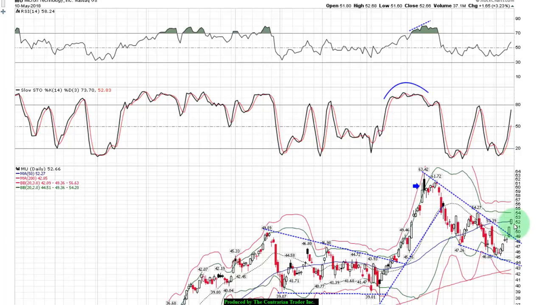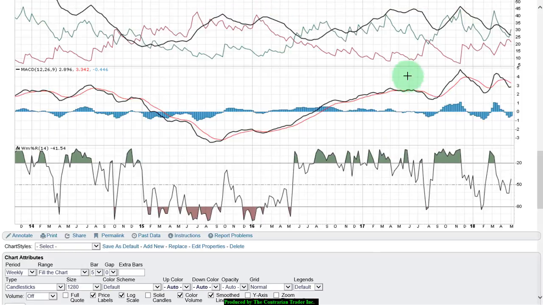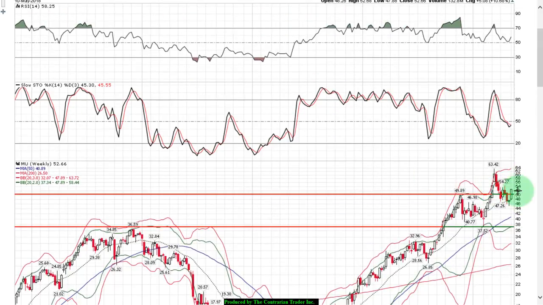There's nothing wrong with waiting until next Monday to see whether or not we get a close above. This is back to the weekly chart. A close above this resistance level. And do we open up Monday retesting what should be at that time a support level, if you're entertaining getting long?